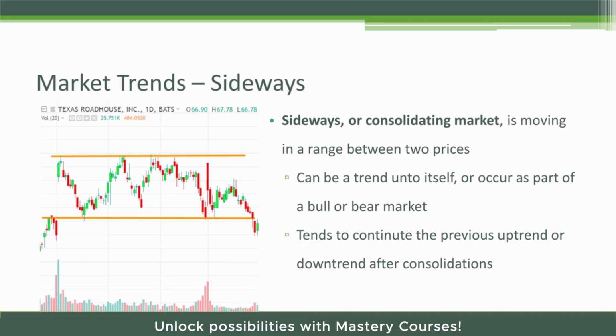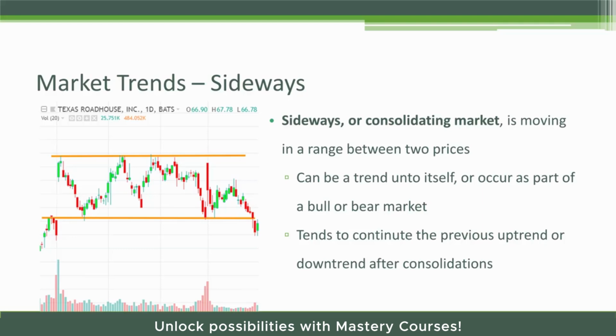Finally, the third type of market trend is a sideways or consolidating market. In this case, a stock or market is moving in a range between 2 price levels. A consolidation can be a trend unto itself. You can have a consolidating market that consolidates for years, or you can have a consolidation movement within a bear or bull market. So you'll have a strong move up and then a consolidation for some amount of time where the market moves sideways, and then you'll have another move up.